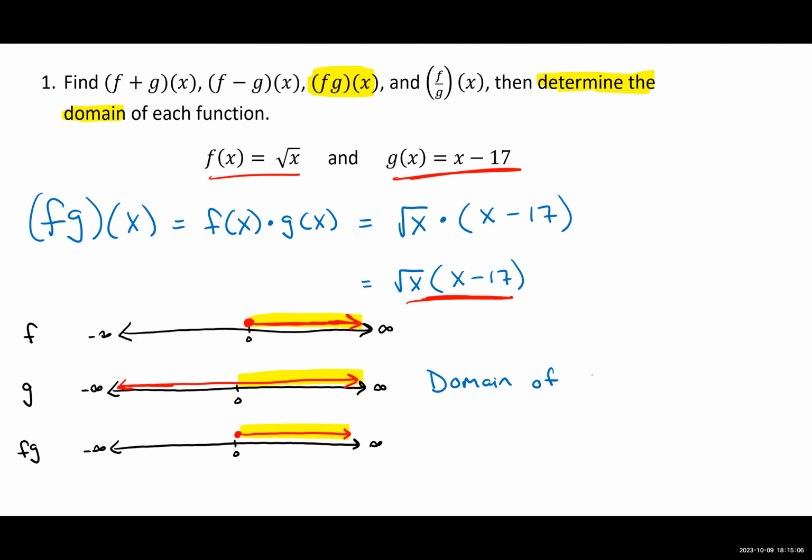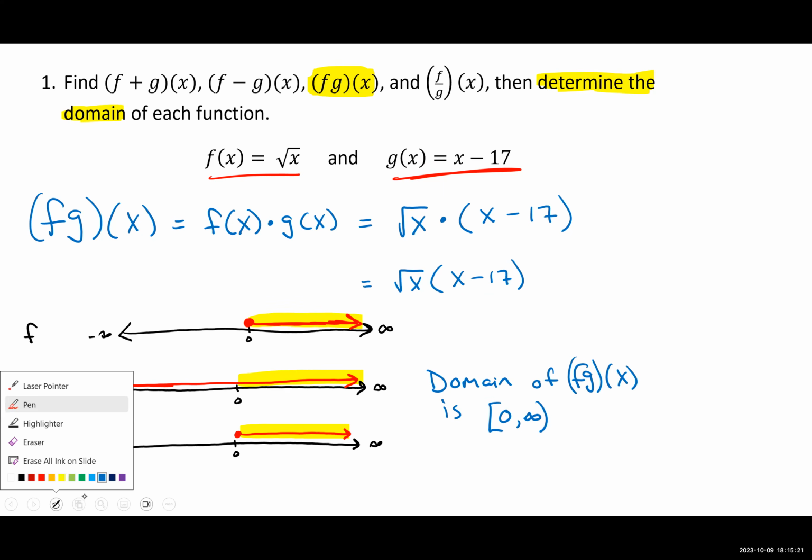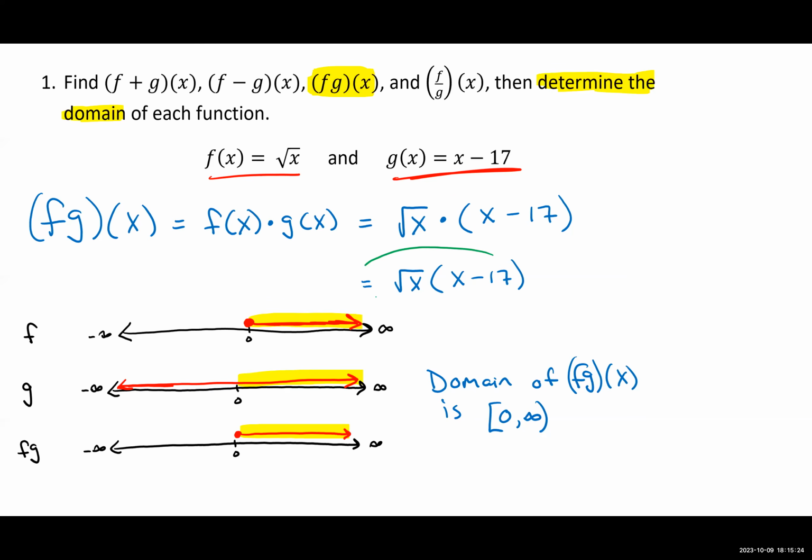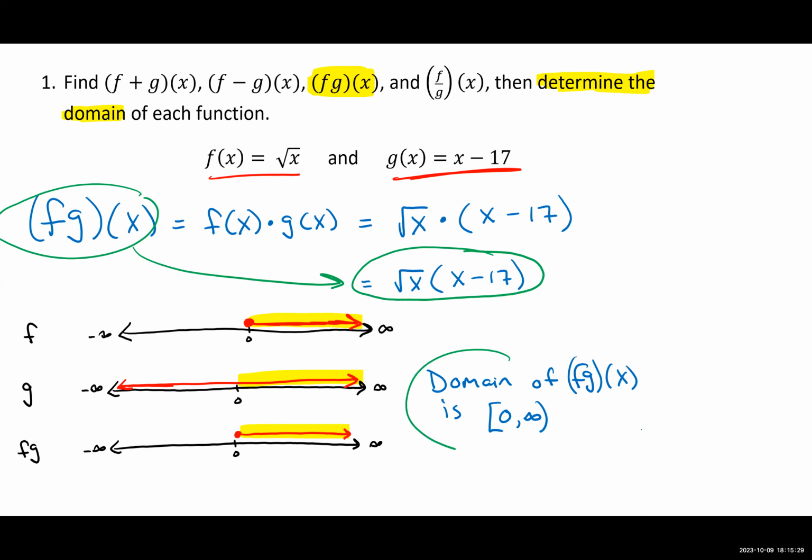So the domain of f times g of x is, again, 0 to infinity, including 0. So this was the first part of our answer. That's the function, f times g. And then the domain of that function, 0 to infinity. So far, 3 for 3. The three domains were the same.